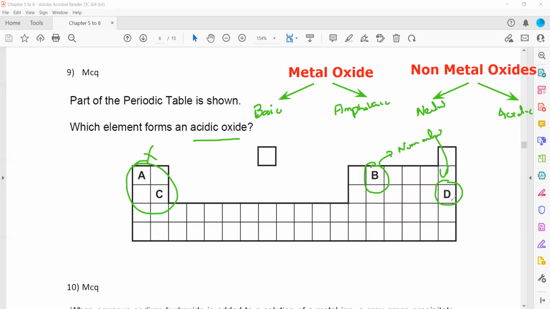B is a non-metal. D is also a non-metal. But why D cannot be an answer? Because D is a group 8 element. Group 8 element does not form compounds. That's why it cannot form an oxide at all. D is a non-metal, but because D has a complete shell, it does not react with oxygen. As a result, it does not form an oxide. So its oxide does not exist. That's why the correct answer for this question is B, a non-metal which can form an oxide, and that oxide is likely to be acidic.